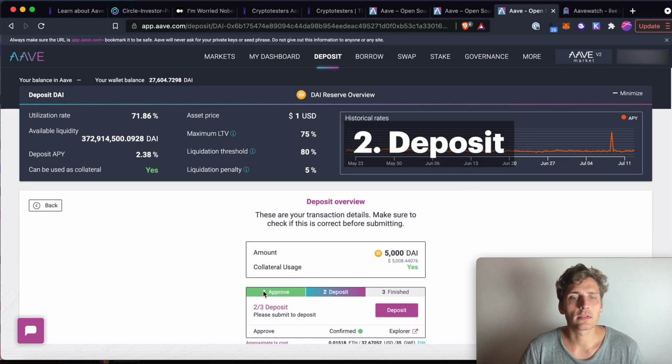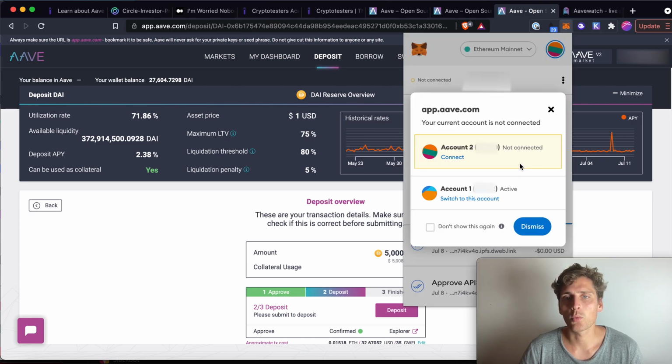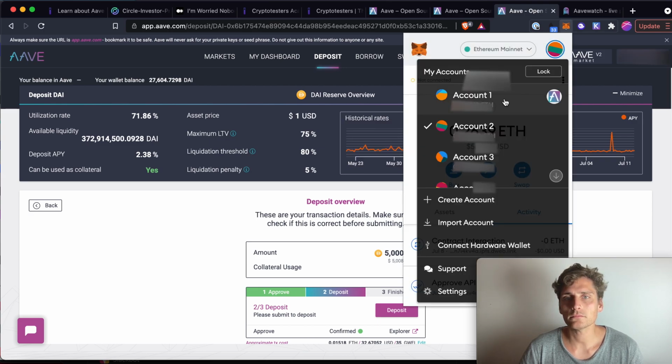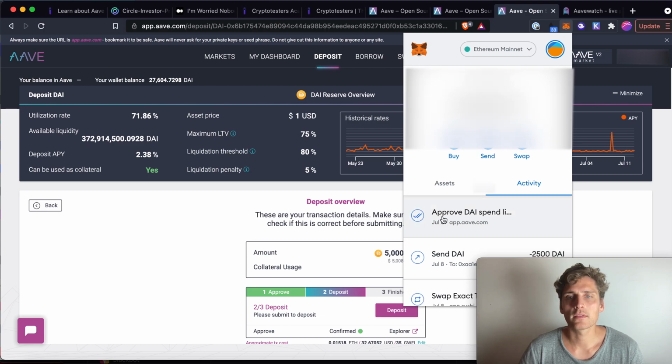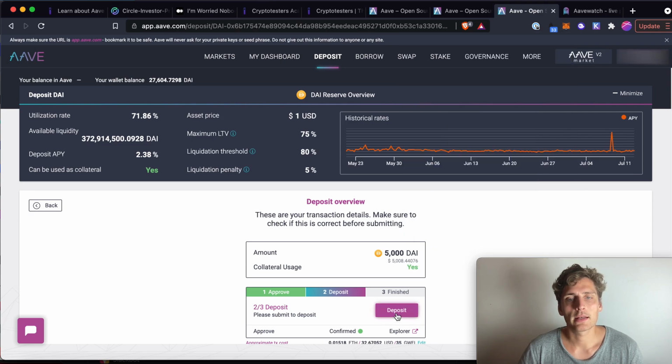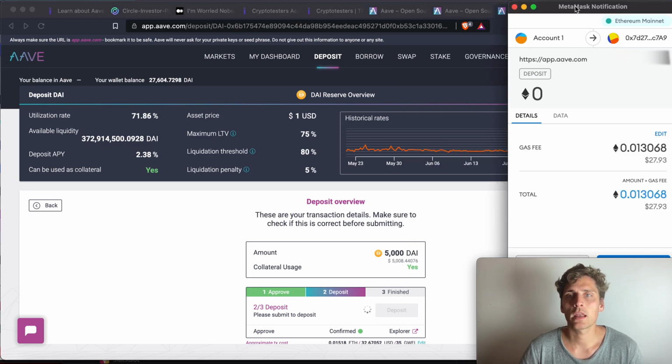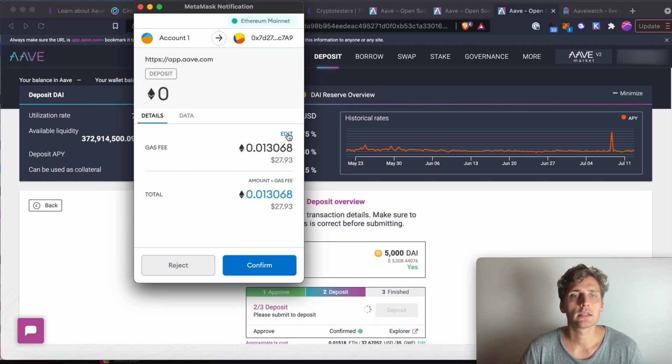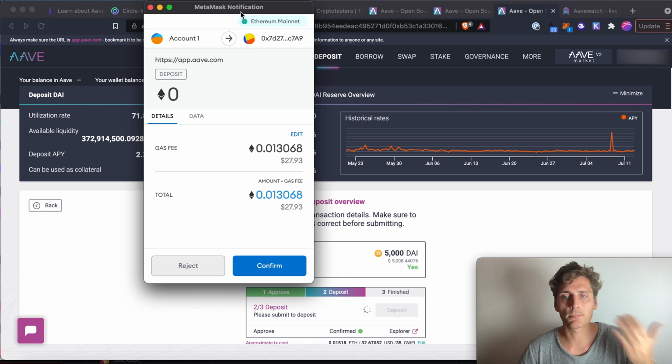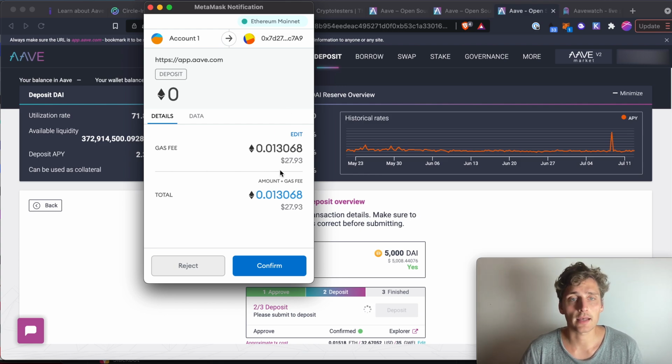Now you can see that the transaction has been approved, and I can head over to step 2, which is depositing. In case you haven't seen this, you can also check in your wallet. Now I click on deposit, and you can see that here I have to do a second transaction, which is to actually deposit my DAI, my stablecoins into Aave. And you see there's a gas fee, a transaction fee that I have to pay to the Ethereum miners in order to get my transaction verified.